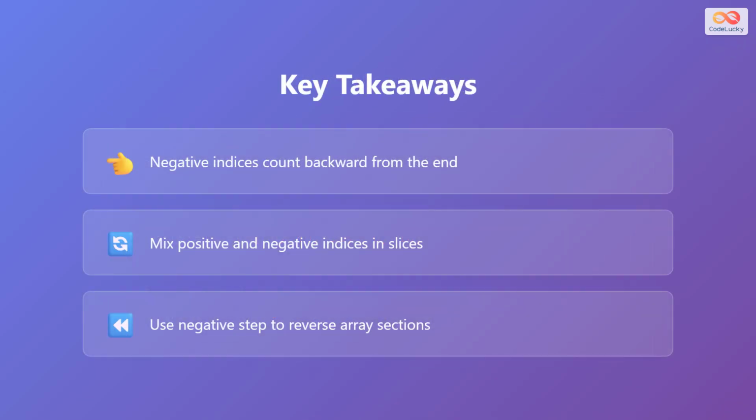Let's recap the key concepts. First, negative indices count backward from the end of the array, with -1 always referring to the last element. Second, you can mix positive and negative indices within the same slice operation to precisely define your array segment. Third, use negative step values to reverse entire arrays or specific sections. These techniques make your code more readable and eliminate the need to calculate array lengths manually. Master these patterns, and you'll handle array slicing with confidence in any situation.